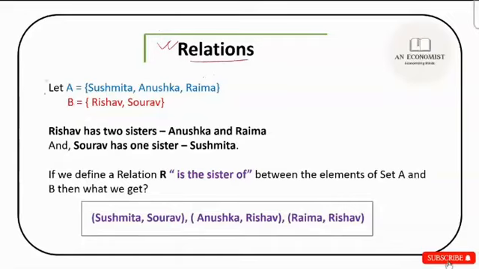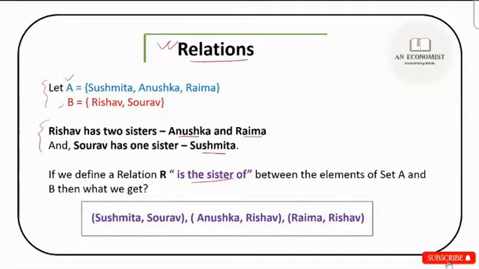You have two sets given here, set A and set B. In set A you have three elements, Shushmita, Anushka and Raima. In set B, you have two elements, Rishabh and Saurav. Suppose you know this fact that Rishabh has two sisters, namely Anushka and Raima. Also, Saurav has one sister, namely Shushmita. And we want to define a relation R, "is the sister of", between the elements of set A and set B. Then what will we get?